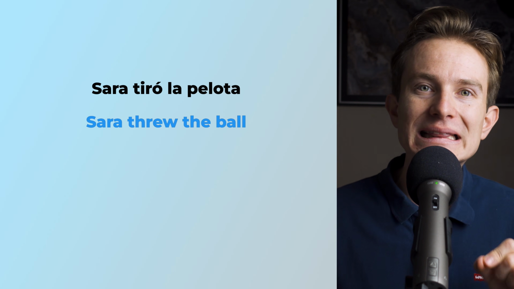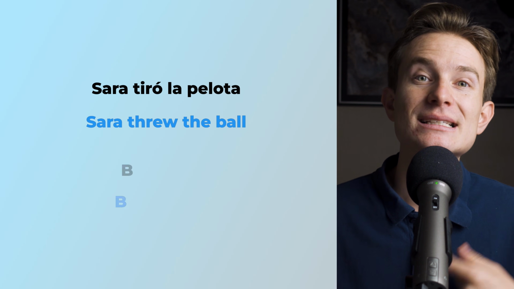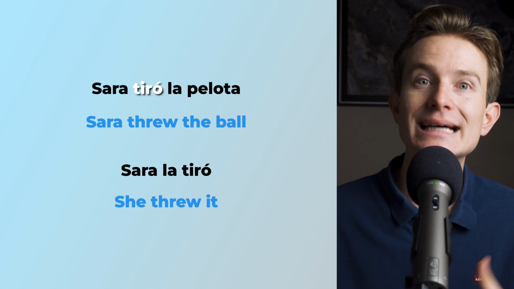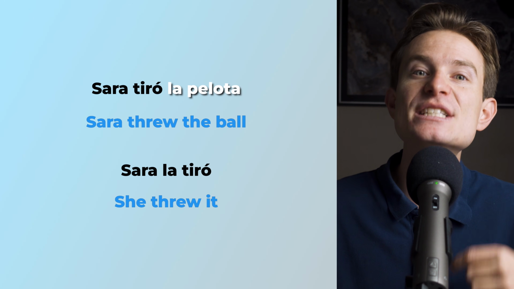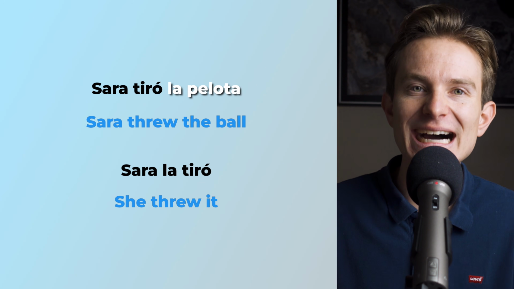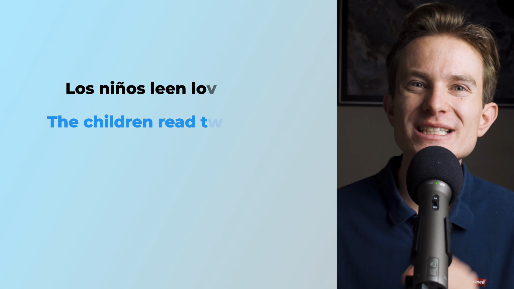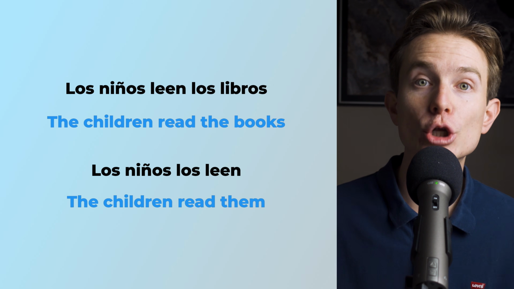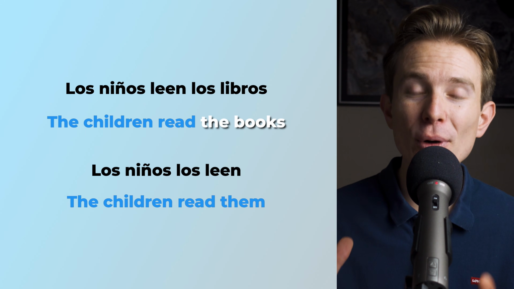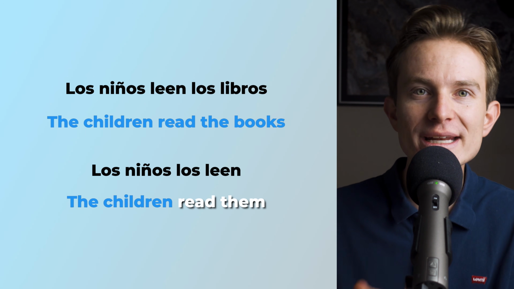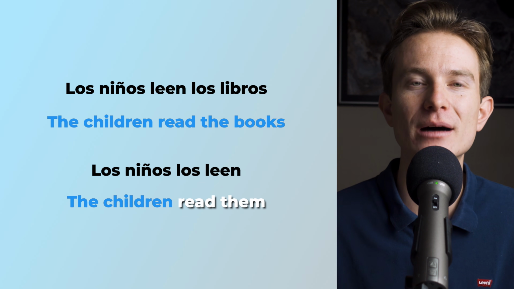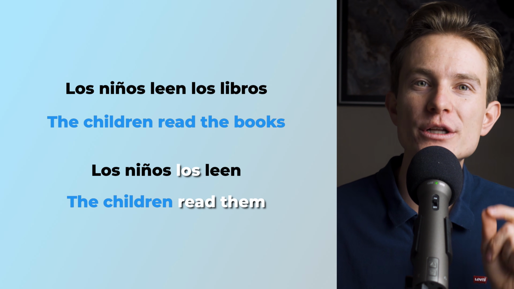Now let's take a look at an example with objects. "Sara tiró la pelota." "Sara la tiró." Tirar is the verb, meaning to throw, and la pelota is the direct object because it is directly receiving the action of tirar. Okay, how about the sentence "Los niños leen los libros." "Los niños los leen." Okay, the books are directly receiving the action of reading, so they are the direct object of the sentence. Therefore, we turn them into the direct object pronoun, which should be los, according to our rule.